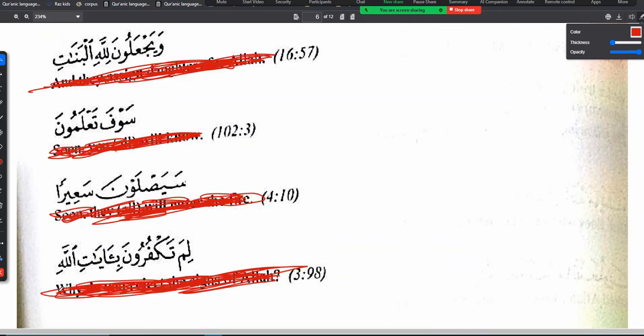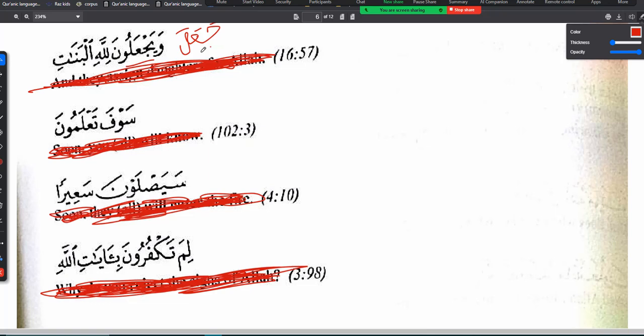وَيَجْعَلُونَ لِلَّهِ الْبَنَاتِ. Tell me the madi, everything. Madi, mudari, and the pronoun. What is the madi for yaj'alun? Ja'ala, yaj'alu. What is the pronoun? Pronoun is hum, right? Huwa, huma, hum. Yaj'aluna. So first translate wa yaj'aluna. What is the meaning? And they did not make.